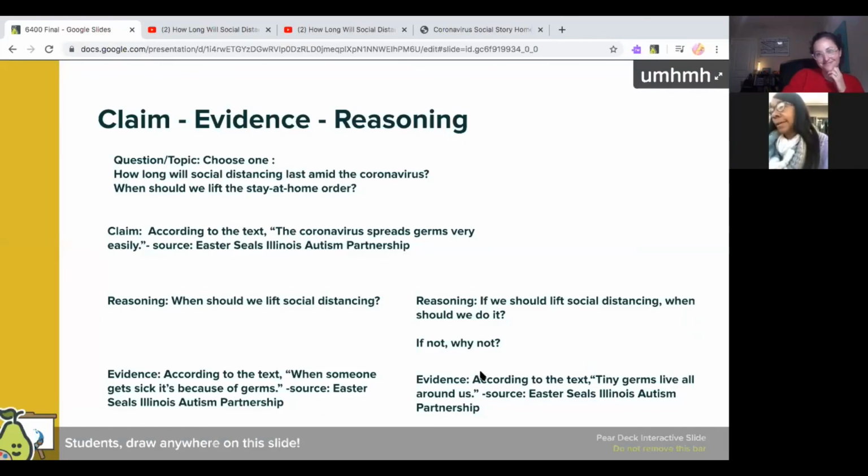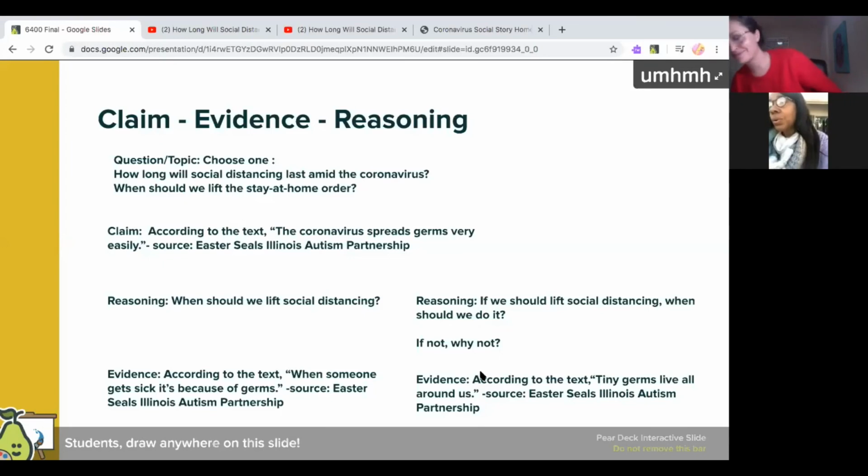Our final activity is an example. We would practice washing our hands for 20 seconds, which is very important. You can sing happy birthday to yourself twice when doing this exercise. We're going to look at now our claim, evidence, and reasoning. So our question or topic that I'd like you to choose for your writing sample, you can choose one of 2 questions. You have an option.